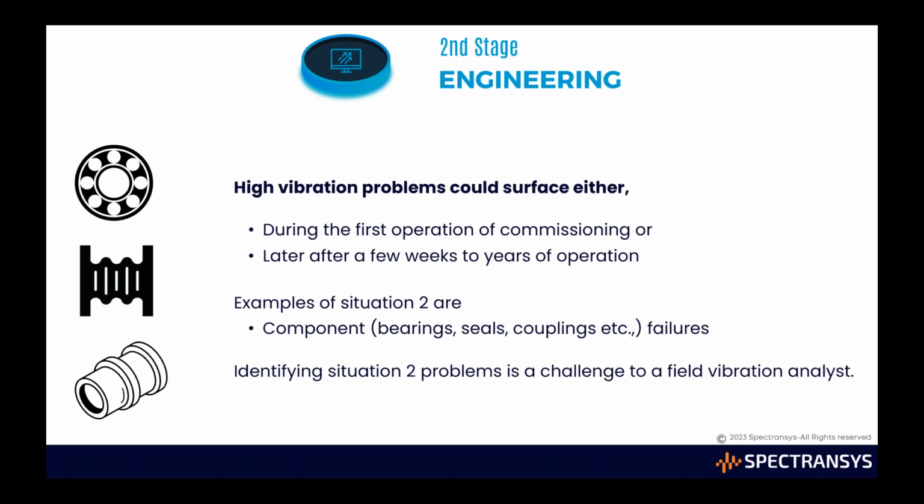The same explanation goes here. When you have improperly engineered components in the machine train, you may first see the problem at the commissioning time or after some time. As I told you, it could be a few days or a few weeks or a few years of operation also. Examples are the components related to bearing failures, seal failures, couplings, and all those things.